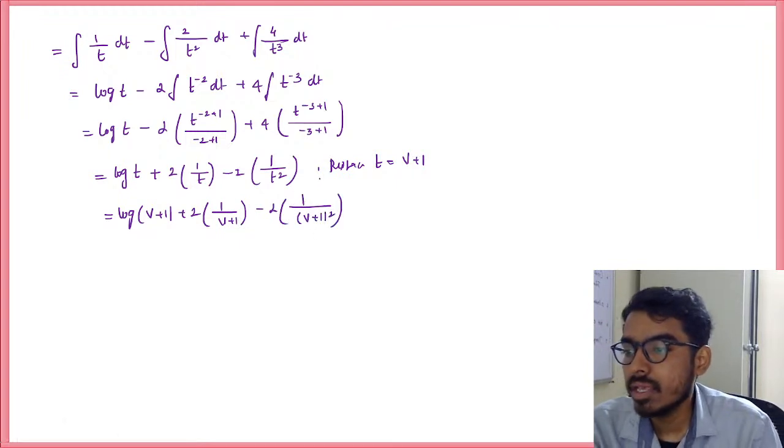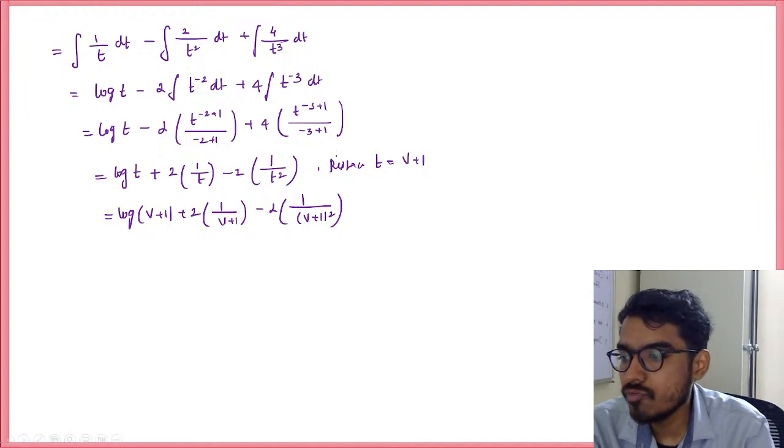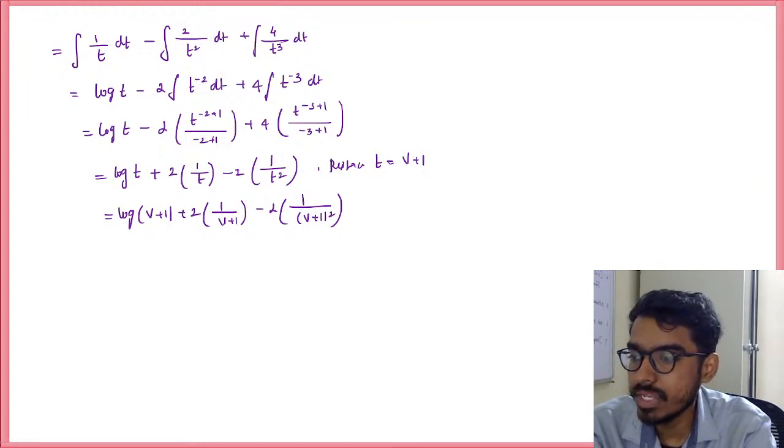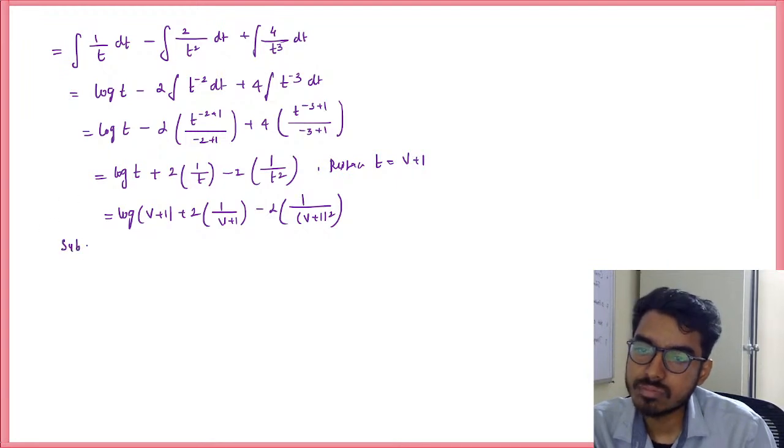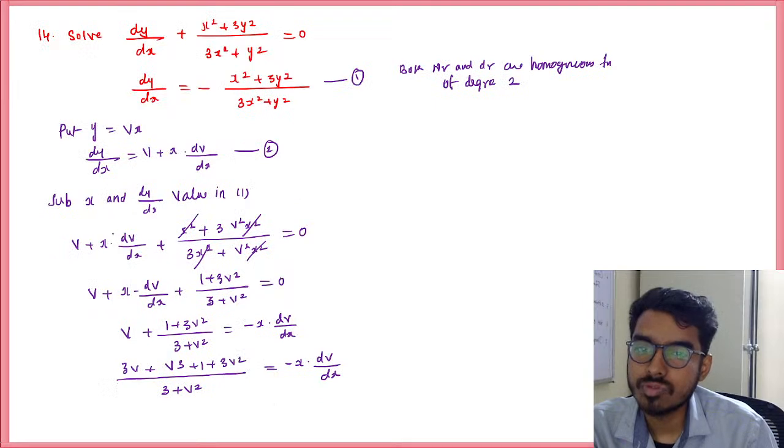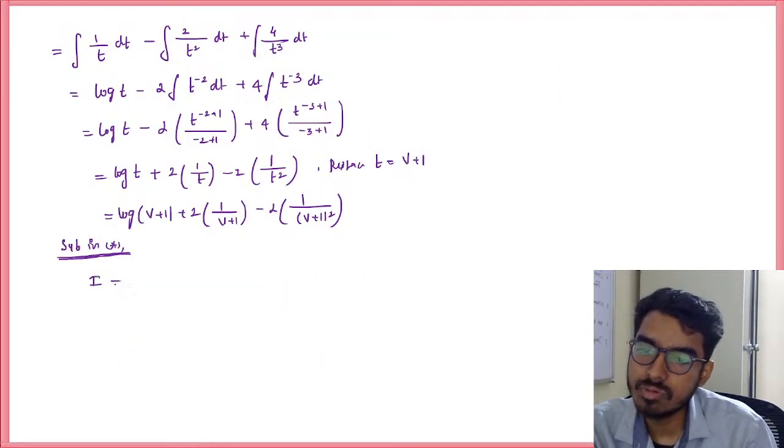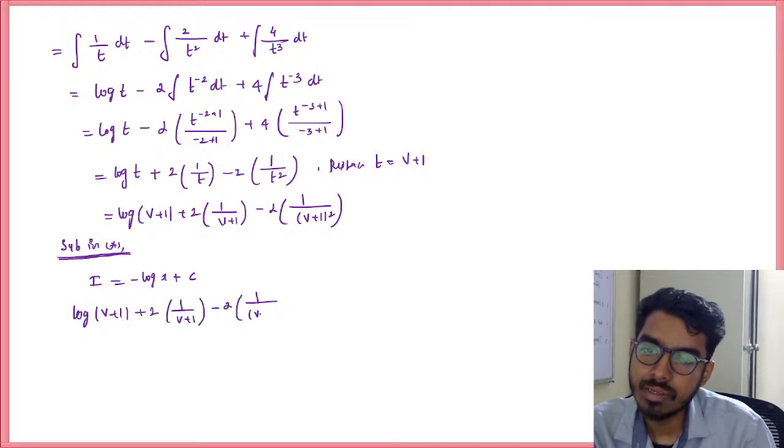So this is the value of I, right? This is the value of I. Substitute in star. What is star? I is equal to minus log x plus c, right? Is log v plus 1, 2 by v plus 1, 2 by v plus 1 whole square equal to minus log b. Replace b is equal to y by x.